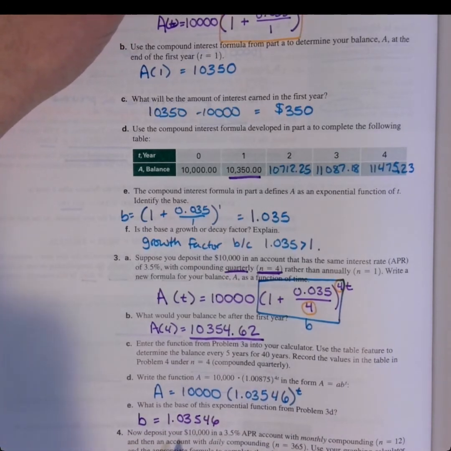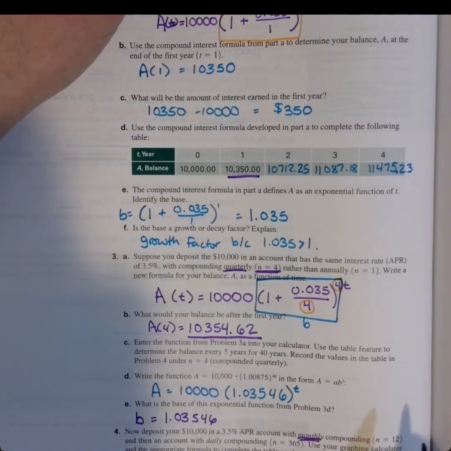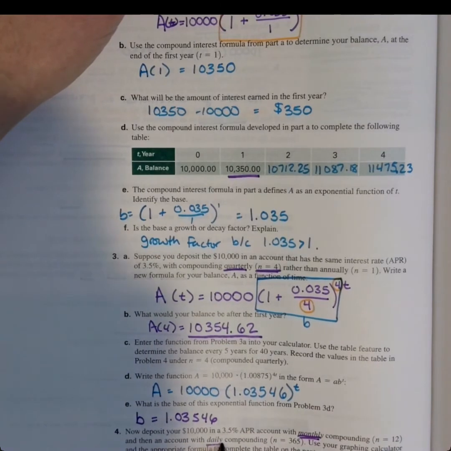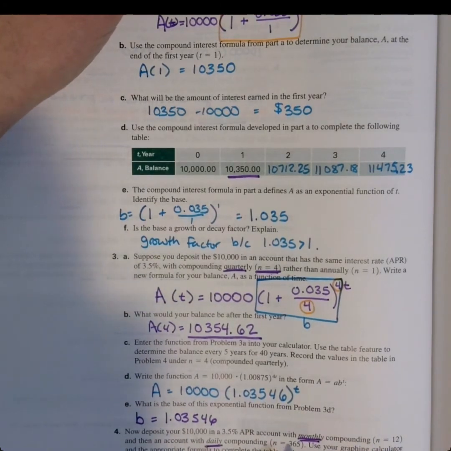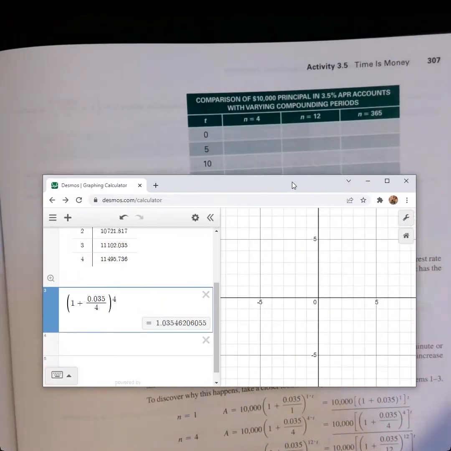Now, deposit your $10,000 and compound it monthly. So we're going to do the same formula. Oh, and then daily. But what's changing here is n. Okay. So back over to Desmos. We'll get some fun with our table here.